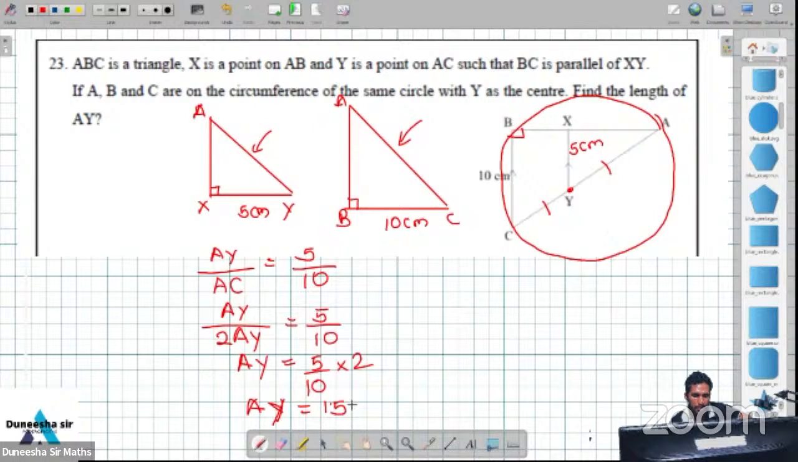15 centimeters. Okay, AC is 15. Take the next one.